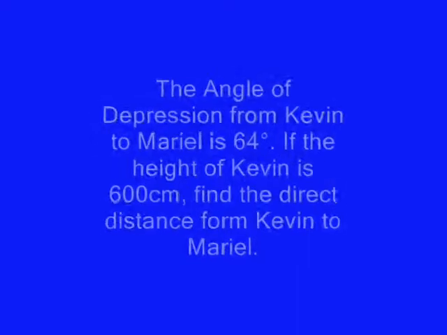This is an example of an angle of depression. It's an angle formed between the horizontal line and the line of sight of an observer to an object below the horizon. As you can see, Kevin is the observer. Now let's solve the following problems.